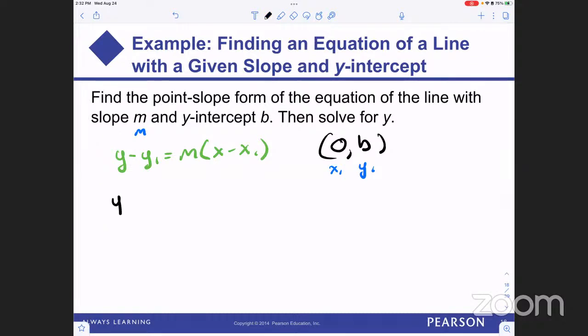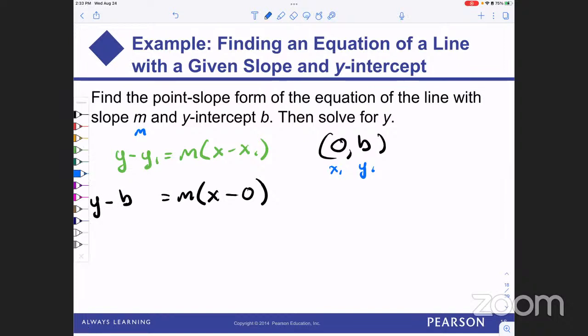So then we're going to have y minus, now our y1 is b, the slope is m, x minus x1 is 0. Now, if we solve for y, it's kind of like the same thing we did before. You know, add b on both sides. Right? And simplify, so this is going to cancel. X minus 0 is just going to be x, right? So then 0 plus anything is itself. So then ultimately we finish with y equals mx plus b, right?